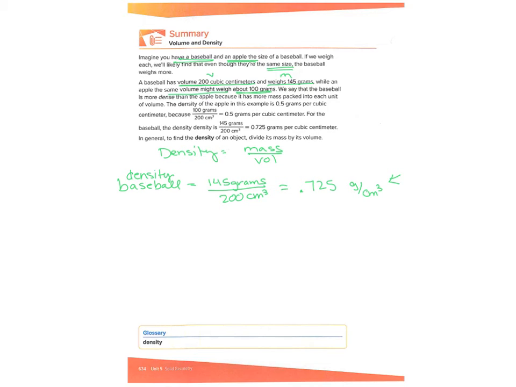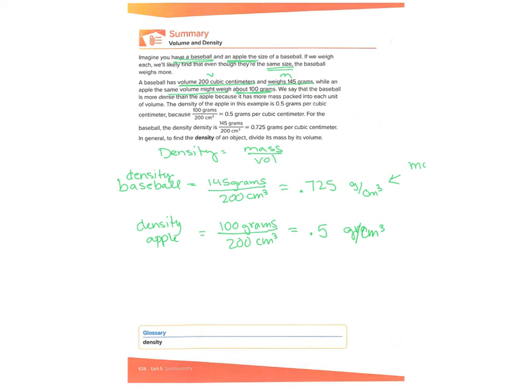So let's do my apple's density. Let's figure out how dense my apple is. The density of my apple would be the mass, which is 100 grams, it says it up above in the problem, divided by its volume, which is the same volume, so 200 centimeters cubed. When I divide 100 by 200, I get 0.5, and my grams and centimeters don't cancel, so I have grams over centimeters cubed for my label.